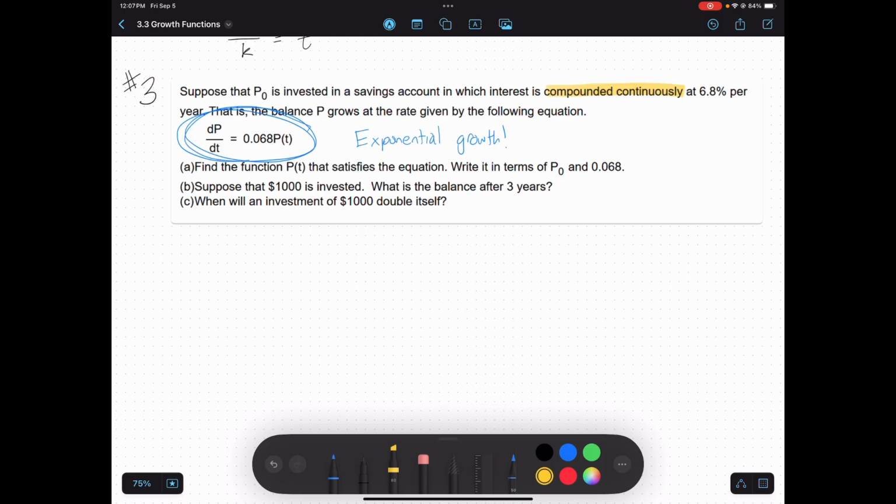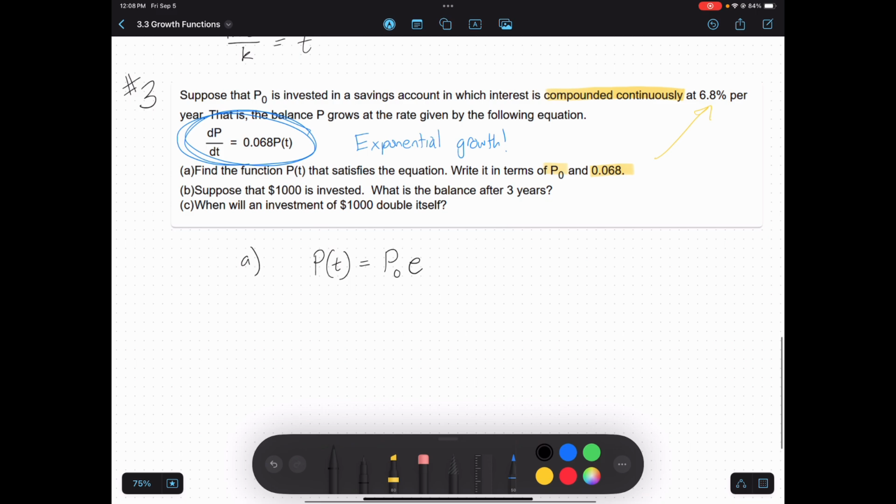And I'm going to write it in terms of P naught and this 0.068. What is that 0.068? That is the interest rate. So let's write my equation. P of t, that represents my output or my function value, is going to equal, instead of N naught, I'm going to have P naught because it's the principal amount that I invested. Since it's compounding continuously, I'm going to have base e. What's my growth rate? My growth rate is just that 0.068, and that's multiplied by time. I don't have a set amount of time, but that's okay because time is my independent variable. That's where I can plug things in.